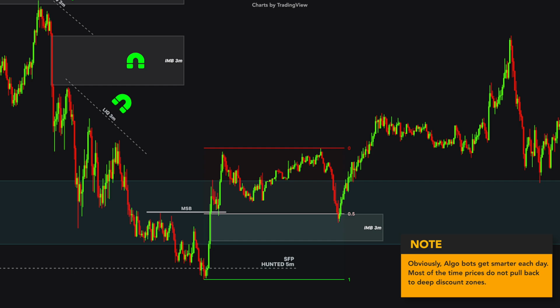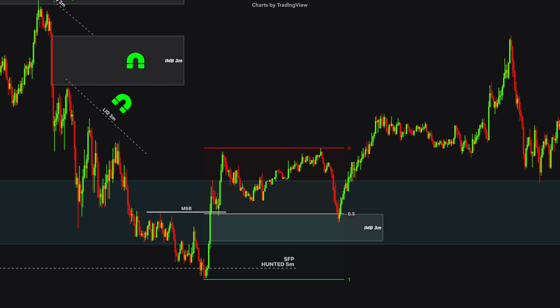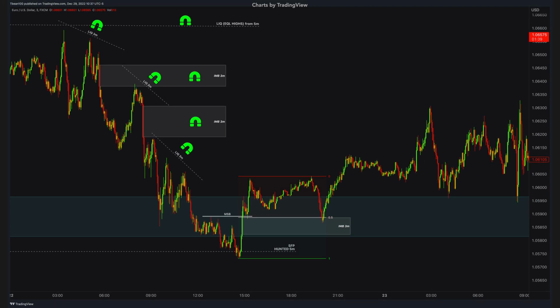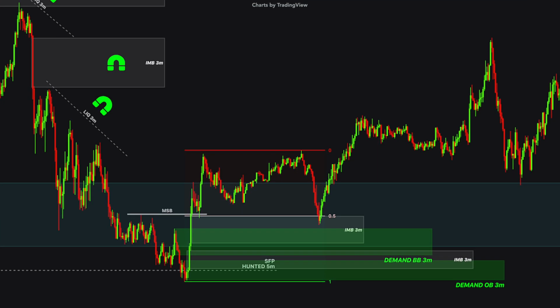At least we have an imbalance below, where the price reacts. A great reason for a reaction is for practice. Let's observe all the price action structures in this place. First, the breaker block. And right after that, there is an order block. Two extremely powerful demand areas. We have also another imbalance between order block and breaker block.